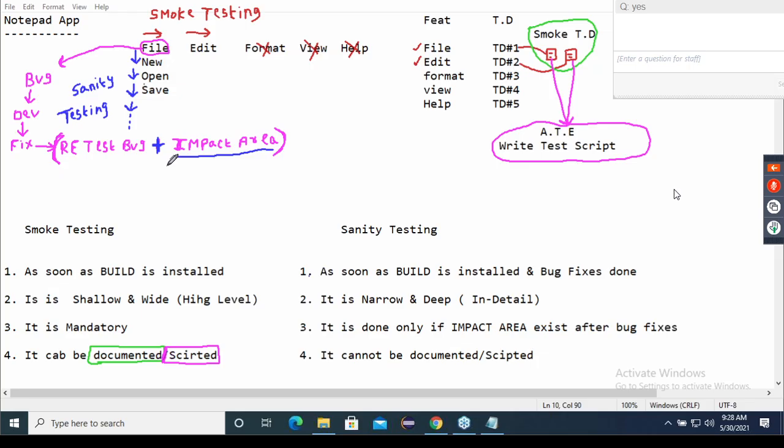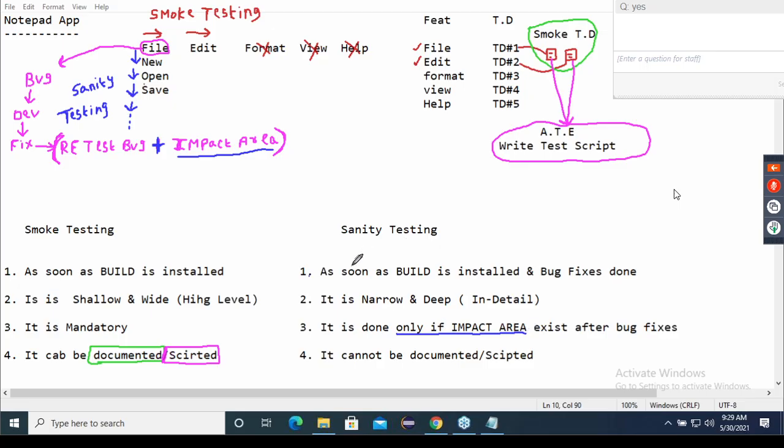So observe, guys. Is it mandatory? First give that answer. Sanity testing is mandatory or not mandatory? Correct. It is not mandatory. It is done only if an impact area is there after the bug fixes. See the third point here. It will be there only if there is an impact area after the bug fixes. Am I clear, guys?